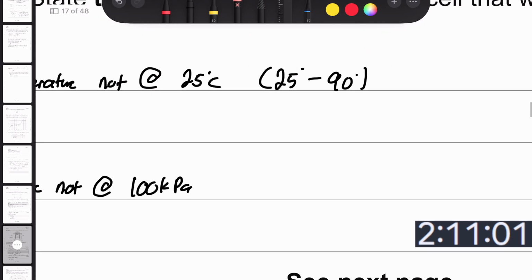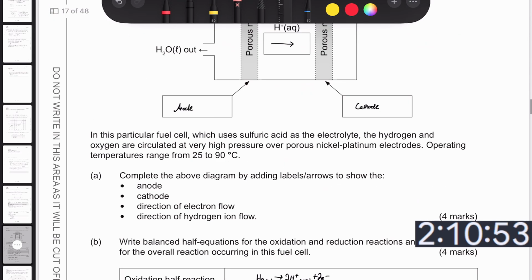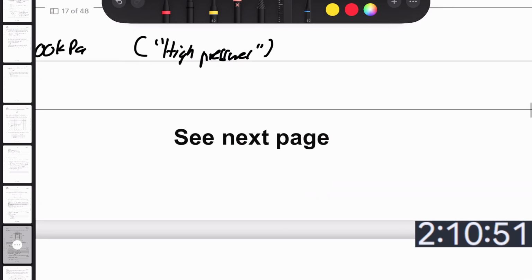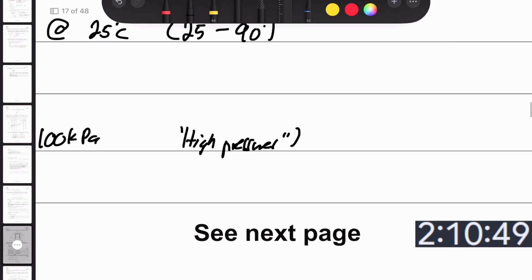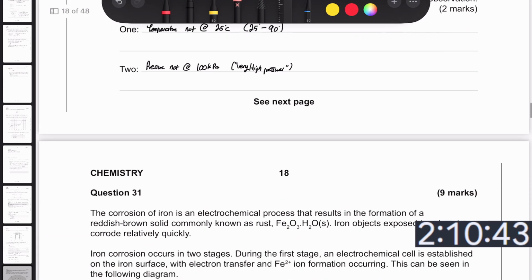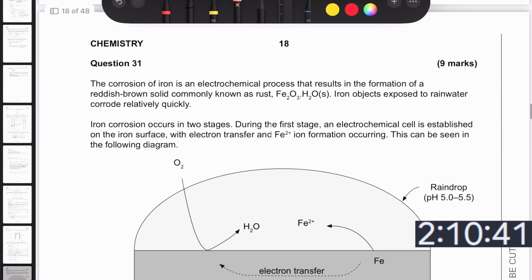Say here, not at 100 pascals. High pressures. Very high.